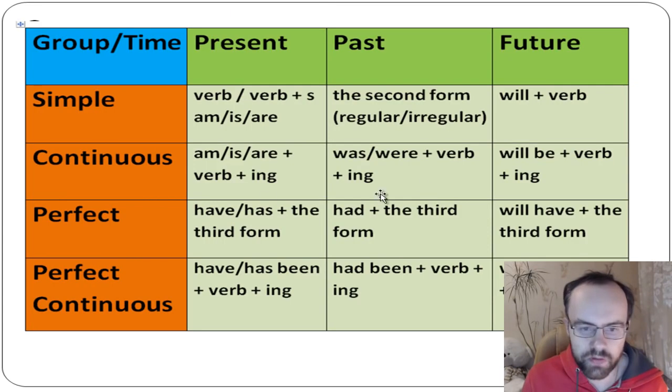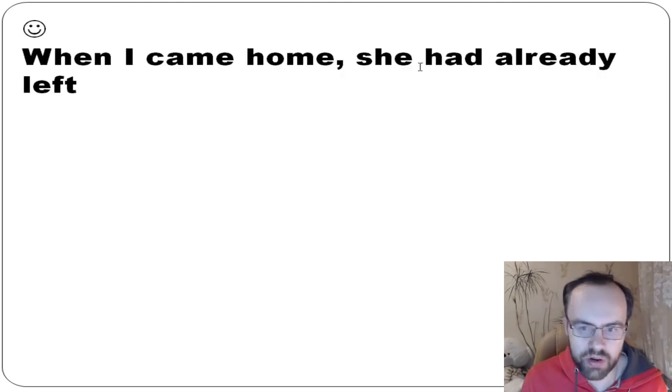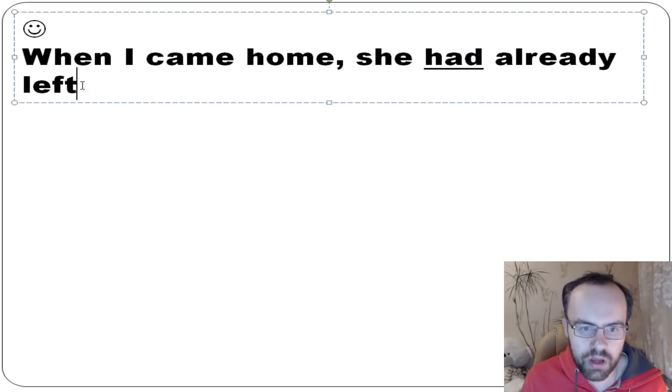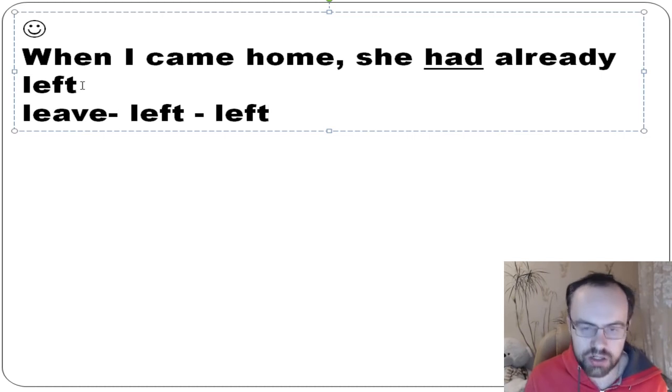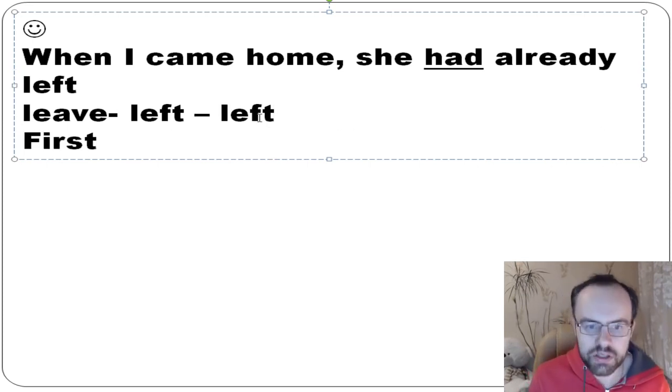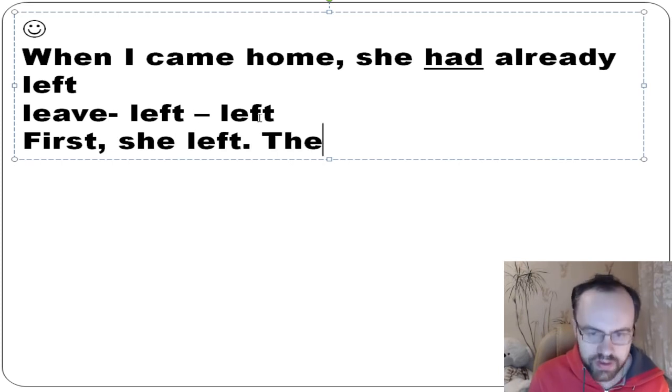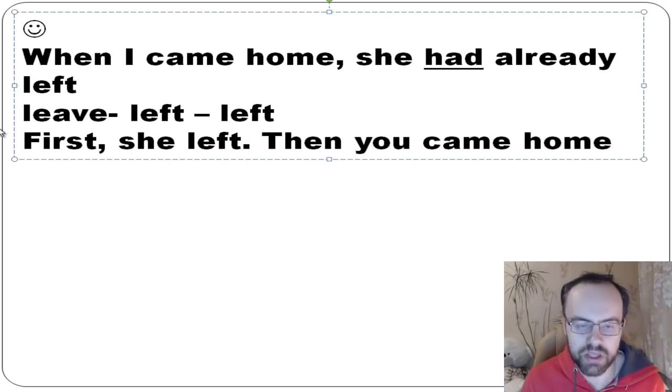So let's look at the formation of past perfect. You see had plus the third form. We know this thing here, leave, left, and left is the second form, and it's also the third form. So it means that it's one time before. So first she left, and only then you came home. Okay. So it's a very important thing. It's one time before.